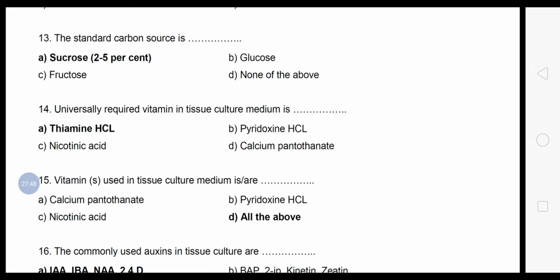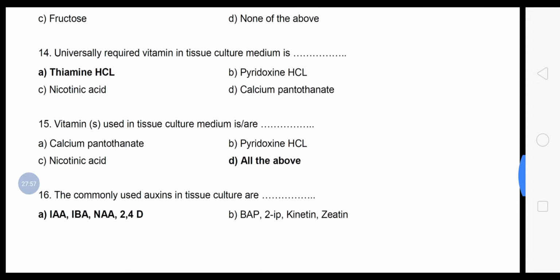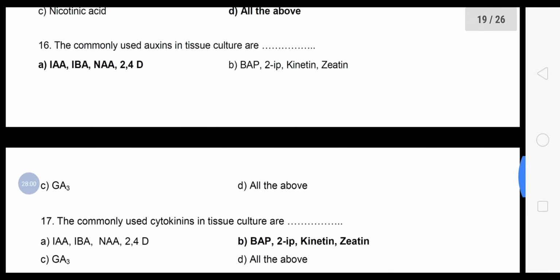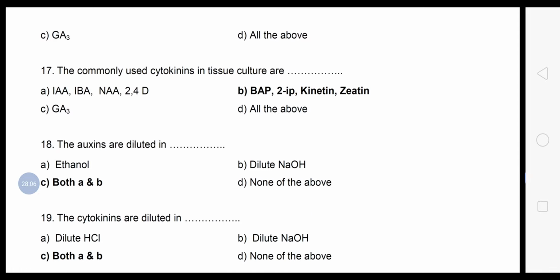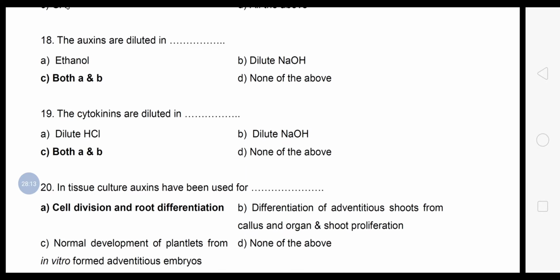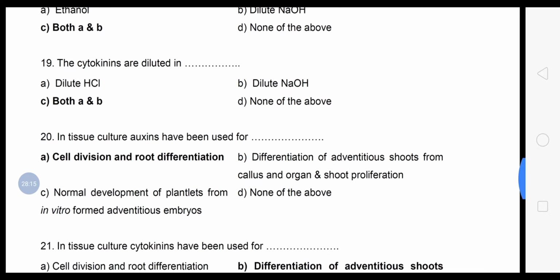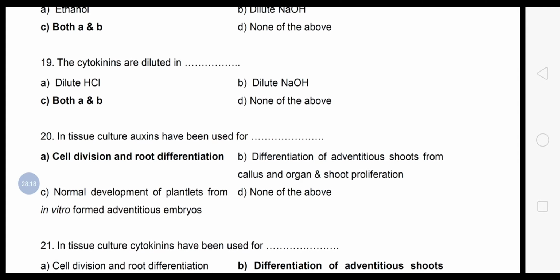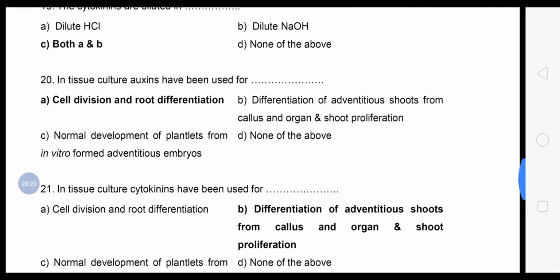Vitamins used in tissue culture are calcium pantothenate, then pyridoxine and nicotinic acid. Commonly used auxins in tissue culture are IAA, IPA, NAA and 2,4-D. The commonly used cytokinins are BAP, 2IP, kinetin and zeatin. Auxins are dissolved in ethanol and dilute NaOH. Cytokinins are dissolved in dilute HCl and dilute NaOH.